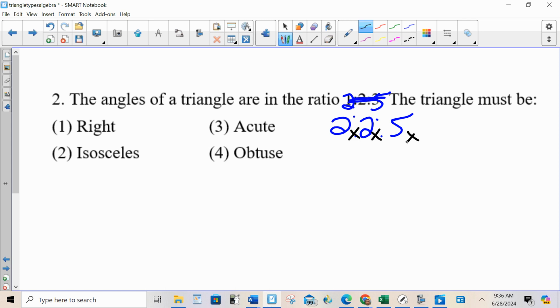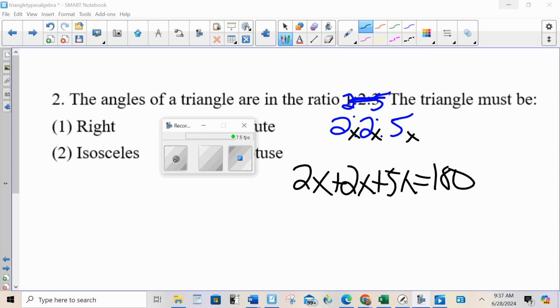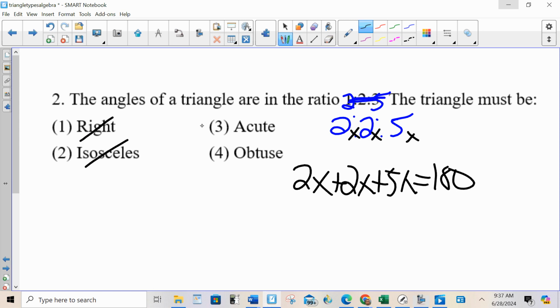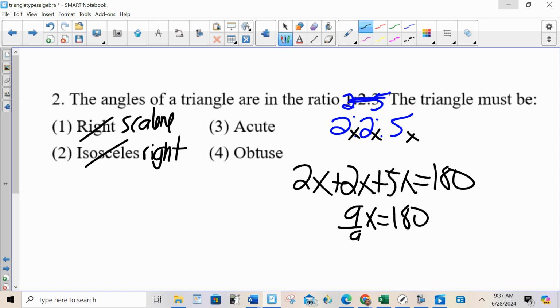So my expressions for my triangles are 2x, 2x, and 5x. So I do 2x plus 2x plus 5x equals 180. Good. So now I do the algebra. 2x, 2x, and 5x is 9x equals 180. Divide by 9, divide by 9, x is 20.